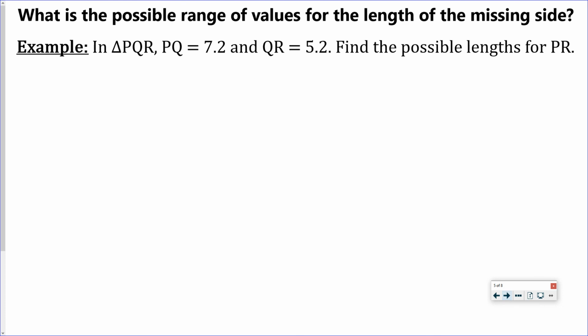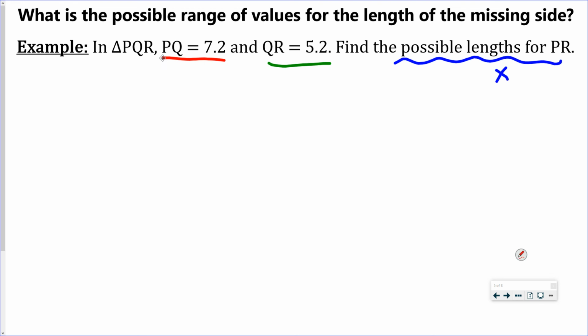All right, another possible type of problem you might be asked is, what is the possible range of values for the length of this missing side in order for it to form a triangle? So in this example, it says we have a triangle PQR. PQ is 7.2. QR is 5.2. What possible lengths could PR be? I'm going to call that X.